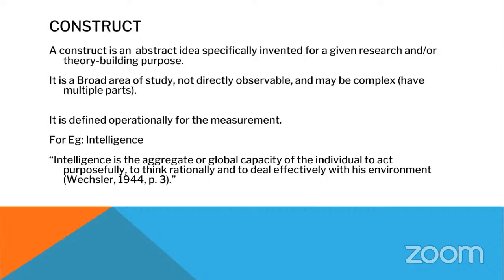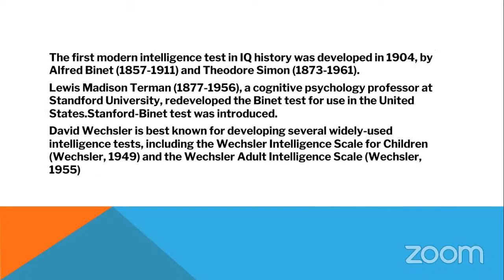It is intelligence. So what do you mean by the construct here? Intelligence is defined as the aggregate or global capacity of the individual to act purposefully, to think rationally, and to deal effectively with his environment. Which means here we are defining it, but we are not taking it into simpler units. In construct, we are covering it as a broad area. And here we have to think about something: how can we measure or assess intelligence?